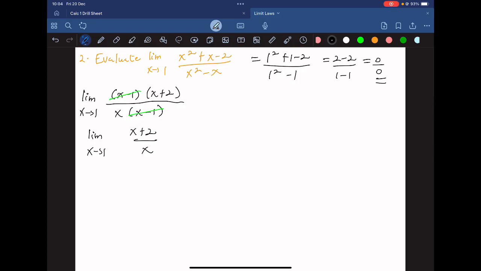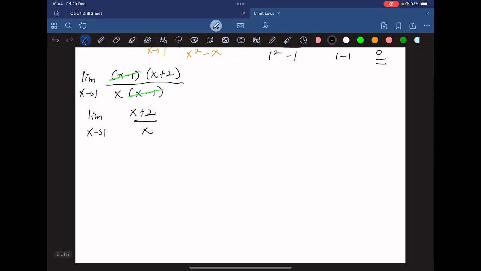So now let's put inside 1 to see if we are going to have any problem. So now the limit as x approaches 1 of (1 plus 2) over 1. This is the limit as x approaches 1 of 3. Remember, the limit of a constant is that constant. So your answer is 3. I hope this is clear enough.